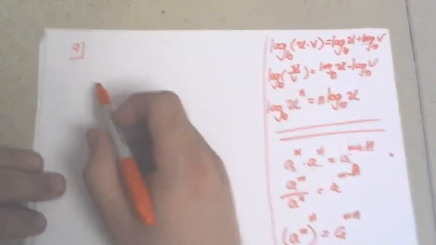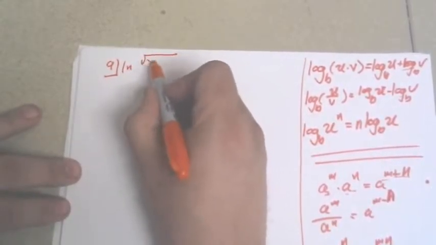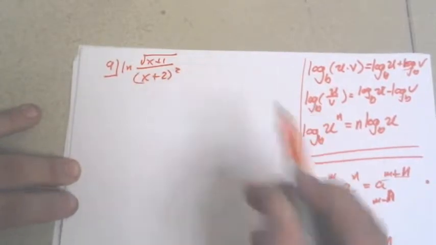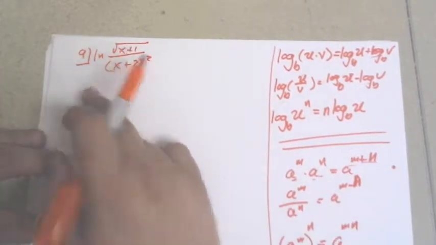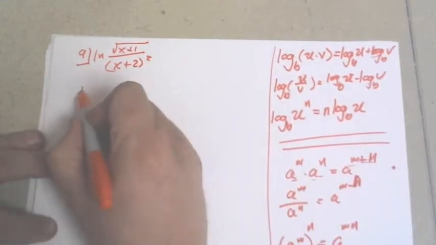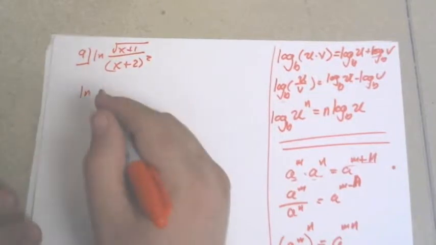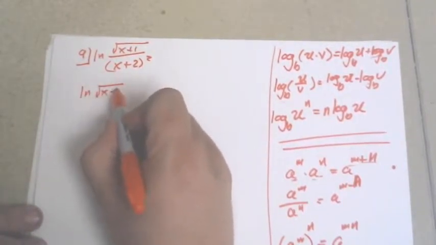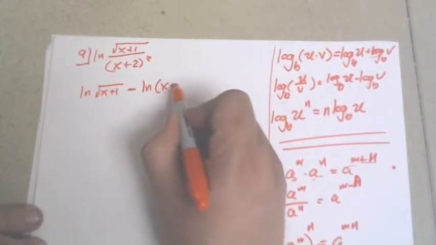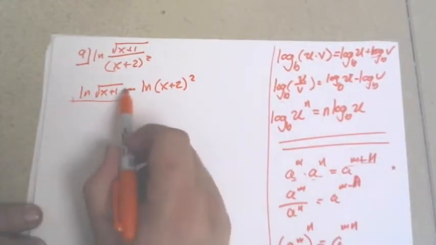So number 9 says that we've got the natural log of the square root of x plus 1 over x plus 2 squared. Primarily this is the log of a quotient, the log of two things being divided. So we can turn that into the natural log of the square root of x plus 1, minus the natural log of x plus 2 quantity squared. Okay, so we look to see if we can simplify it any more.